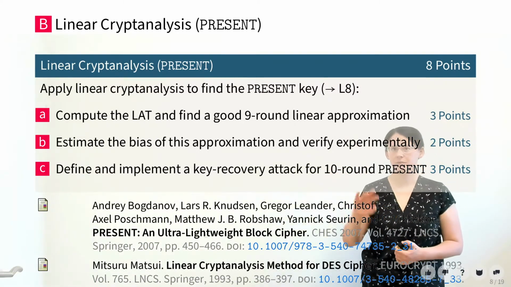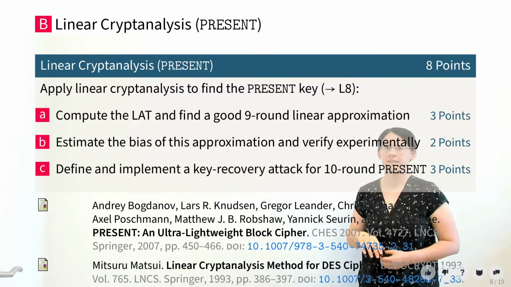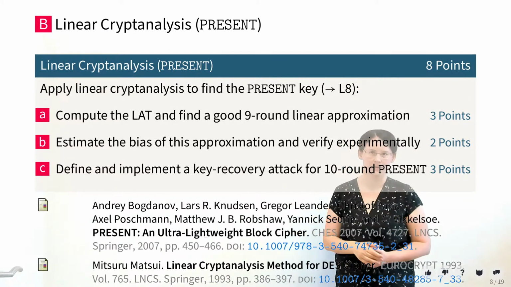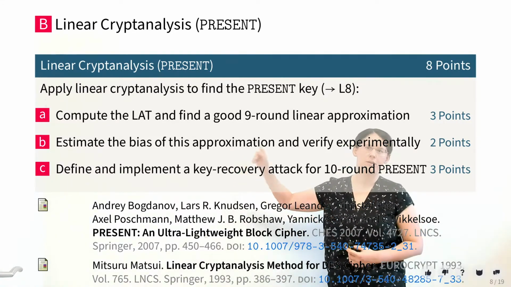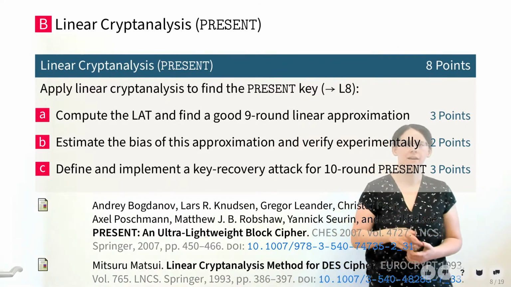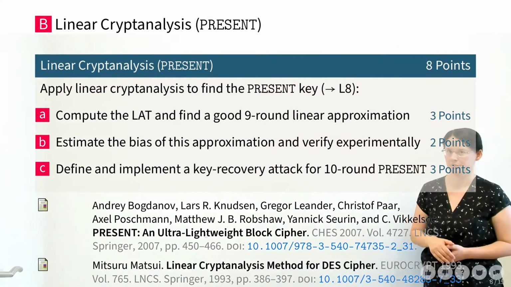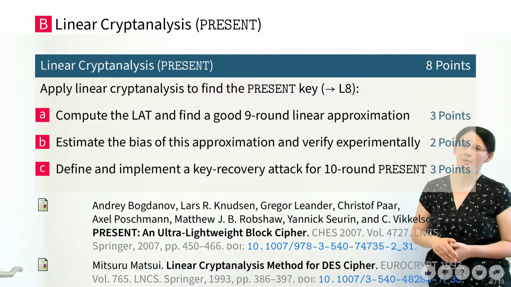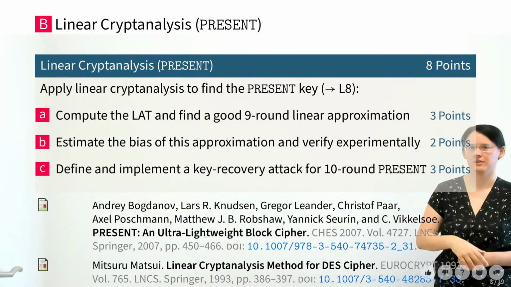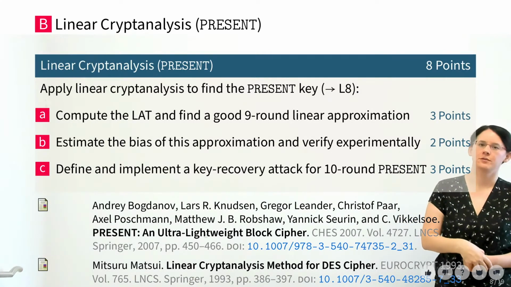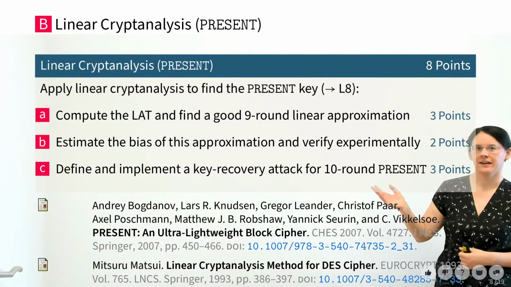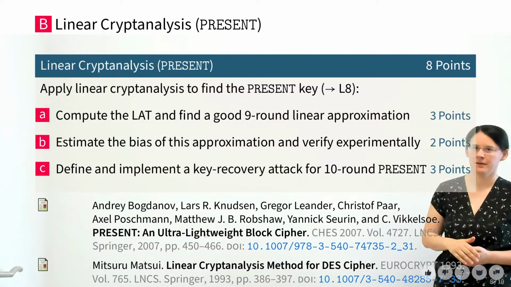The second step, which is a bit intertwined here, is that you should also try to evaluate the bias of your approximation. This is something you probably already want to do while generating it to be sure it's good. And we want you to verify it experimentally. Because as we said, in practice the behavior can deviate quite a bit from what you would predict based on your characteristic. So please check that first before you conduct the actual attack.